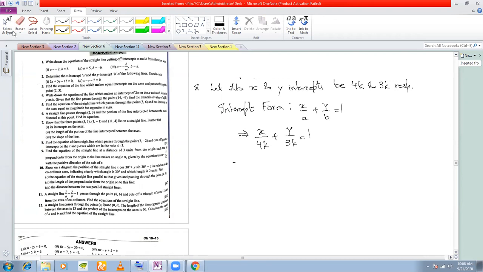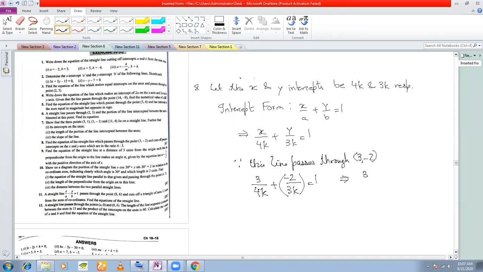Now, what happens? This straight line passes through which point? This straight line passes through (3, minus 2), therefore it must satisfy this equation. Let us put x as 3 and y as minus 2. So this will give you an equation in k only, which you can solve.